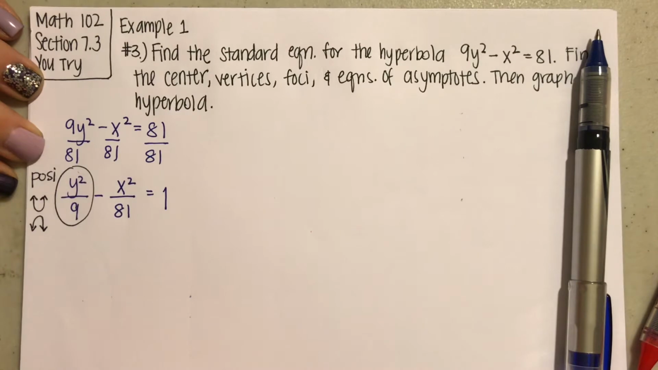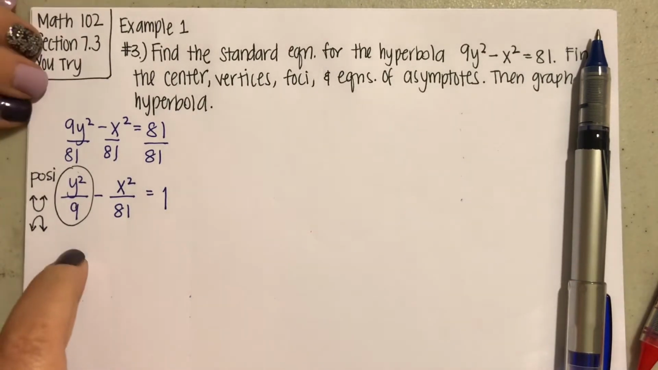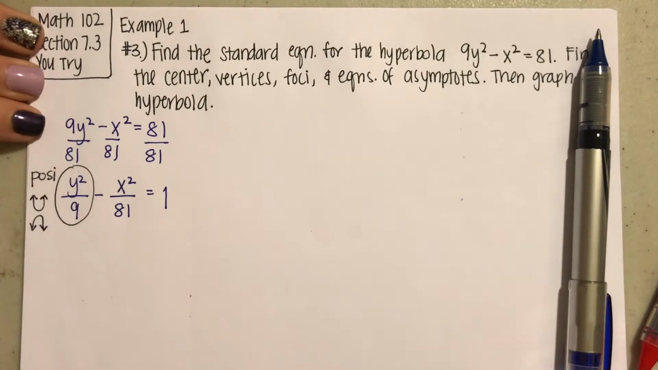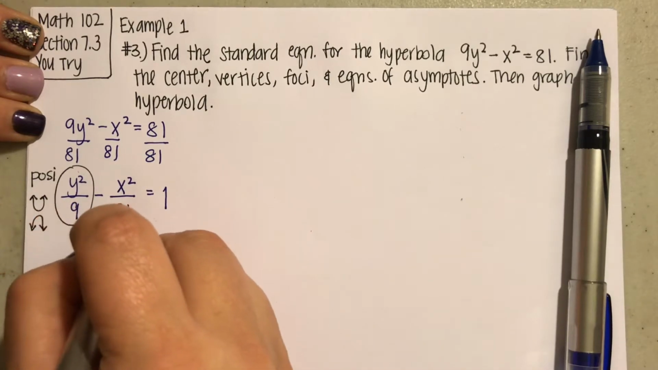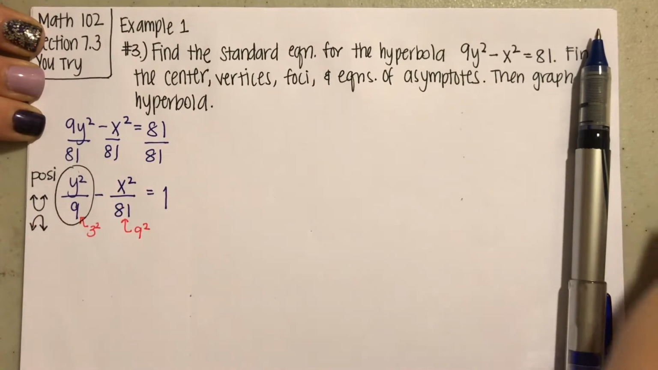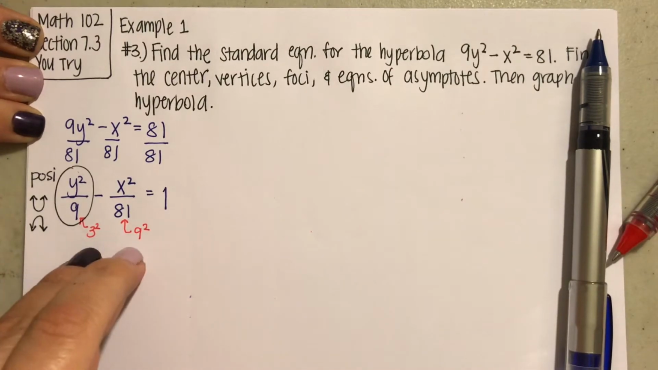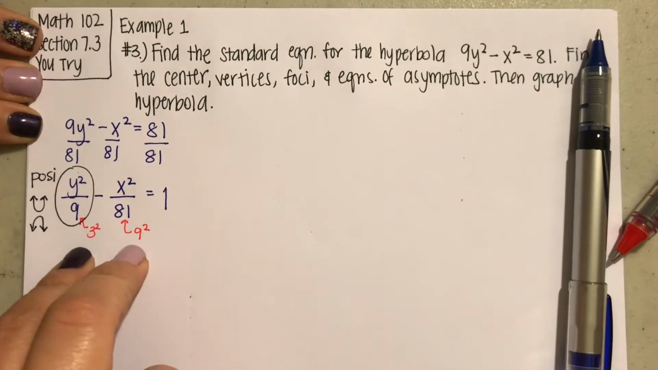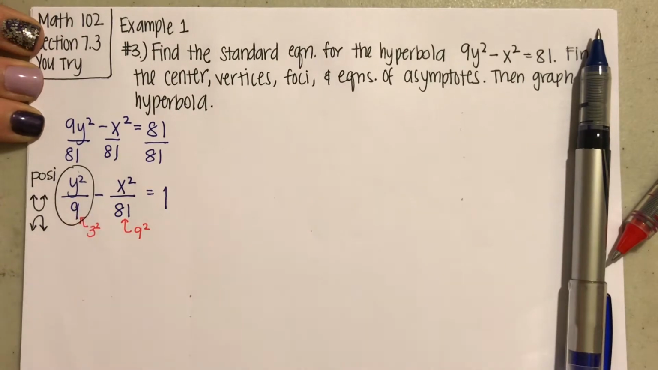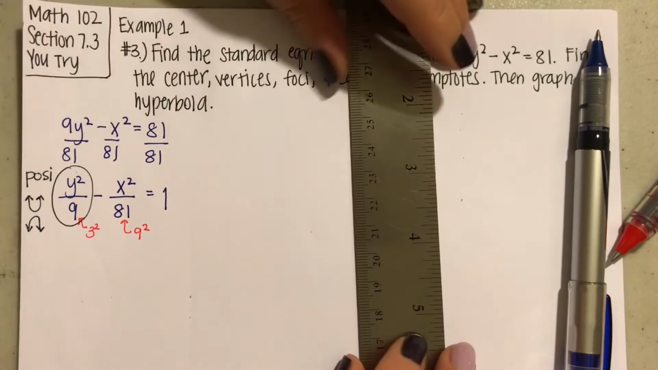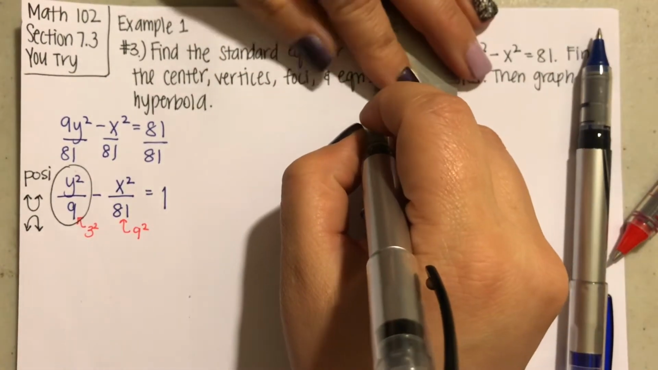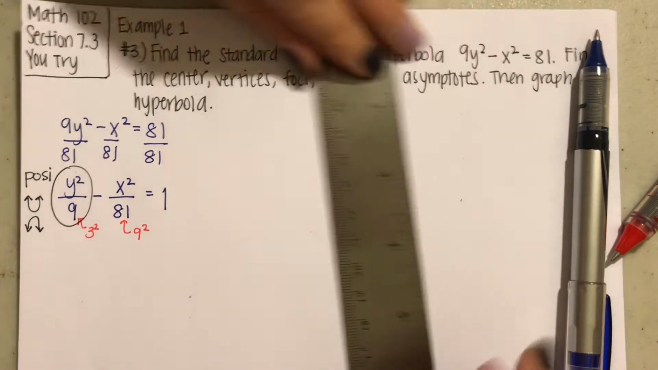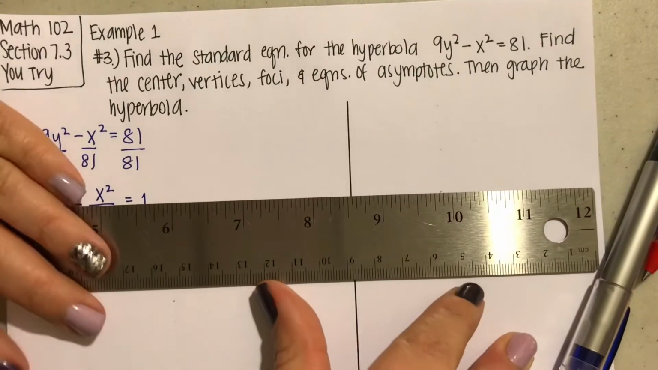On the next page, you'll find examples where they're not centered at the origin, but for now they always are. The other thing we're interested in is this is 3 squared, and this is 9 squared. So again, you can see it really does not matter which of these is larger, it's about which one is positive. Okay, so I'm going to sketch out some axes, and let's start our graph, and we can start figuring out what this hyperbola looks like.